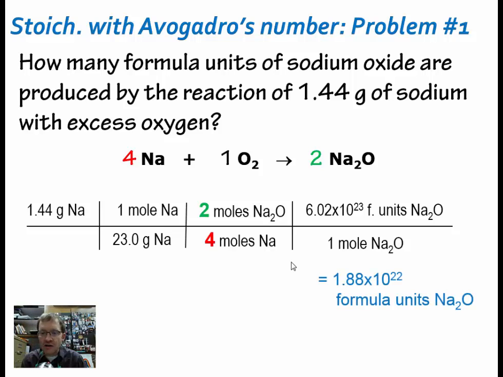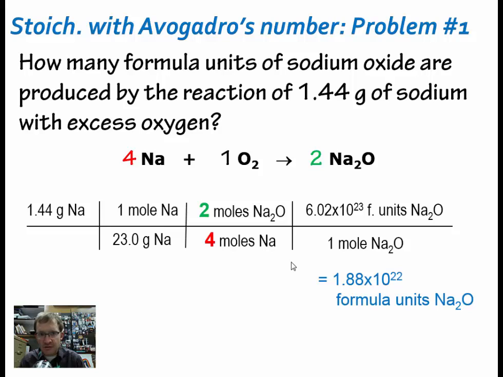You want to punch that into your calculator, and if you're careful with it and use parentheses on the numerator and the denominator to do your division, you should end up with 1.88 times 10 to the 22nd formula units of sodium oxide. That's got 3 significant figures, just like my original number did, and it turns out everything else along the way in this problem had 3 significant figures as well. So 1.88 times 10 to the 22nd formula units of sodium oxide would be correct.